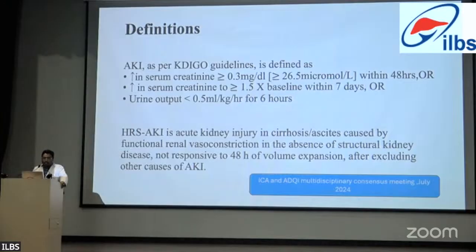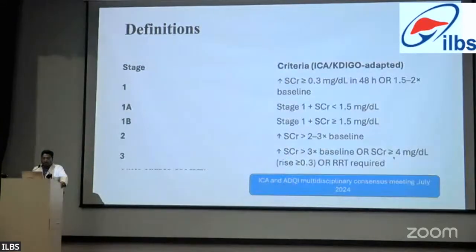HRS-AKI is acute kidney injury in cirrhosis patients with ascites caused by functional renal vasoconstriction in the absence of any structural kidney disease, not responding to 48 hours of volume expansion. These are the various stages, where stage 1 has a subdivision in stage 1A and 1B, with serum creatinine less than 1.5 and serum creatinine more than 1.5.